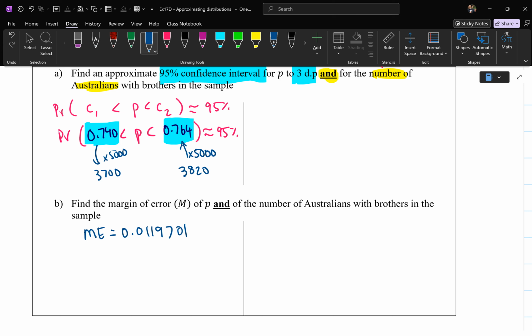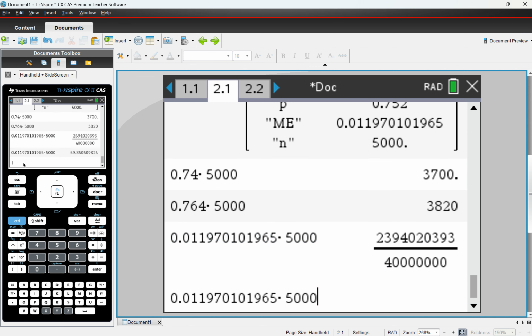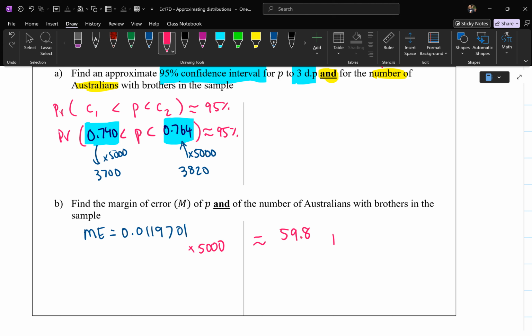That's the margin of error. Okay, and the number. How do you work out the number? Same thing. So I am about 1.1% off in terms of my error. So times this by 5,000. So let's see how far off I am. 0.011970101965 times 5,000. Oh, whoops. I'm about 59.8 people off. So when we make this prediction, my error, 59.8.